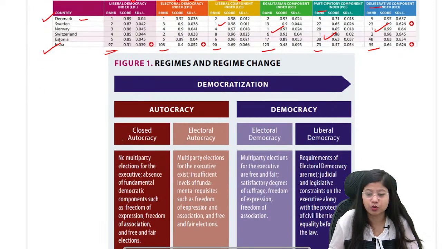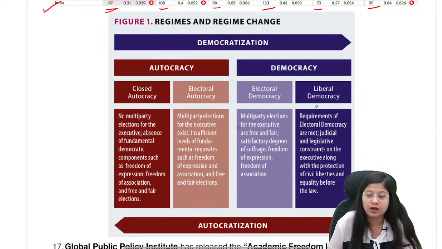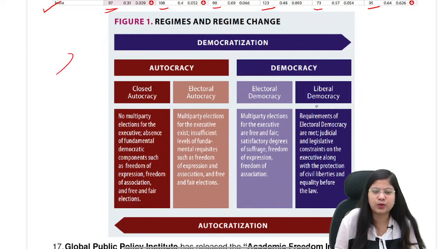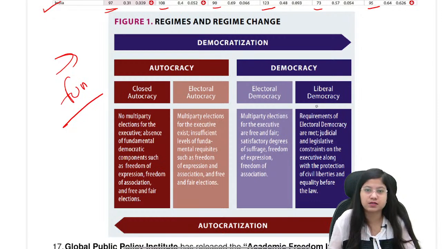And these are basically the regimes. Closed autocracy, electoral autocracy. Then in democracy, we have electoral democracy and liberal democracy. And what are the features of these democracies? This is something that you can read for fun. It is not going to be asked in the examination.